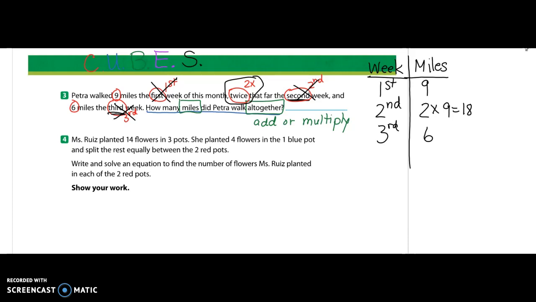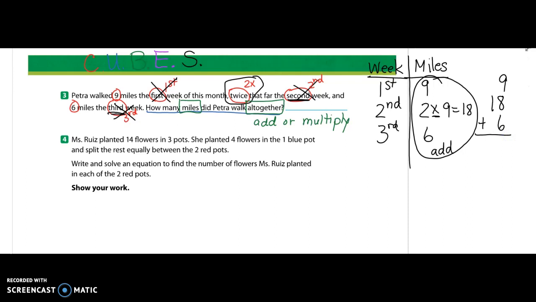Well, I did have to do some multiplication here, but in order to find out how many miles she's walked altogether, I'm going to have to add these together. So that's 9 and 18, being sure to place my 18 and 9 in correct place value order, and 6. So I'm going to add these together. Let's see if I can organize this pretty well.